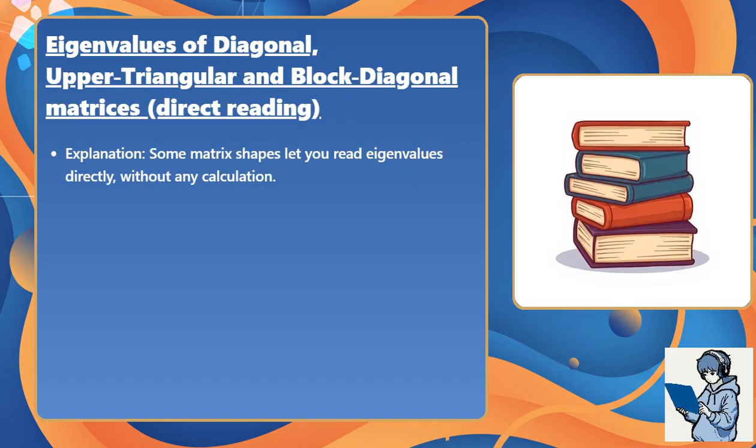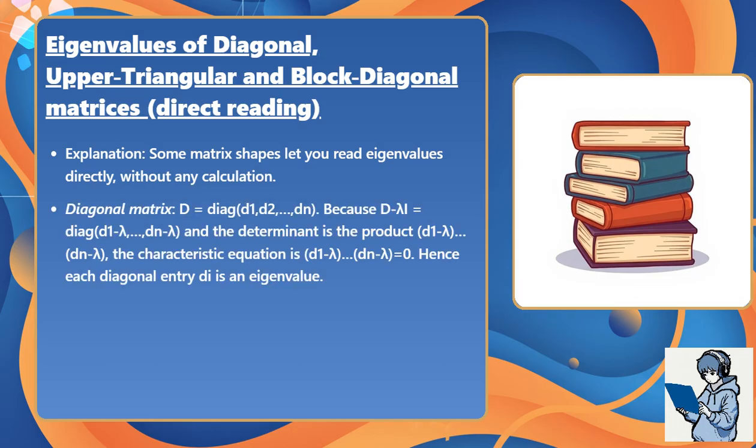Some matrix shapes let you read eigenvalues directly without any calculation. For a diagonal matrix D equals diag of d1, d2, up to dn, D minus lambda I equals diag of d1 minus lambda up to dn minus lambda, and the determinant is the product of d1 minus lambda through dn minus lambda. The characteristic equation is (d1 minus lambda) through (dn minus lambda) equals 0. Hence, each diagonal entry di is an eigenvalue.